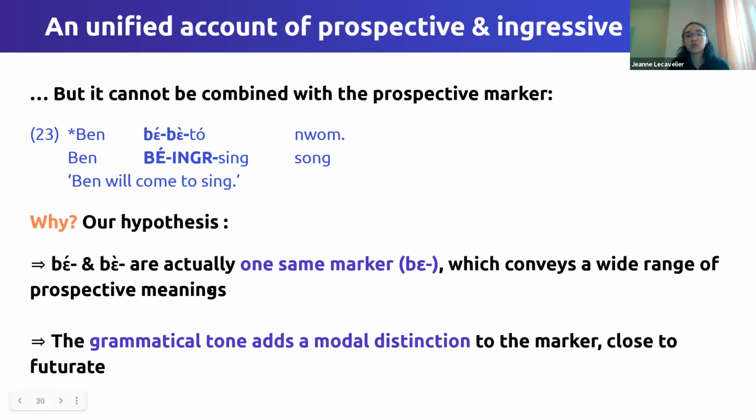So we could wonder why they are not compatible, and our hypothesis is that B with high tone and B with low tone are actually one and the same marker, B without any tone, and this marker would then convey a wide range of prospective meanings, including ingressive. And then the grammatical tone, so high tone or low tone, would add a modal distinction to the marker. And well, the low tone would add some distinction close to the future.